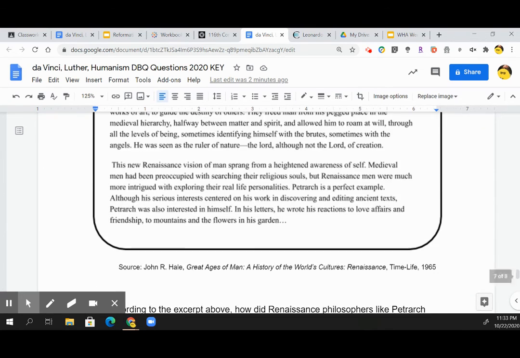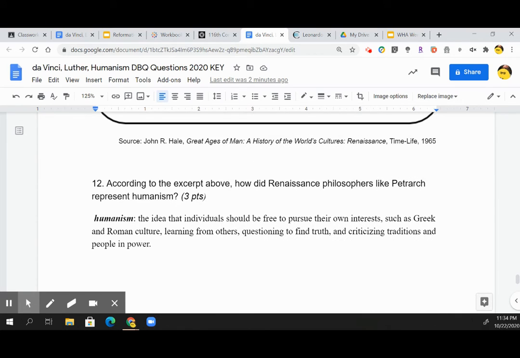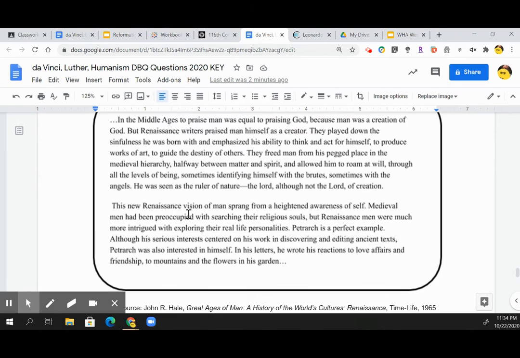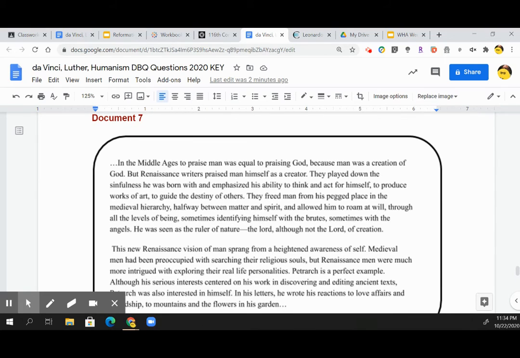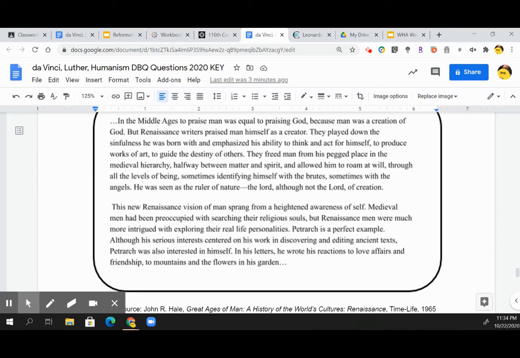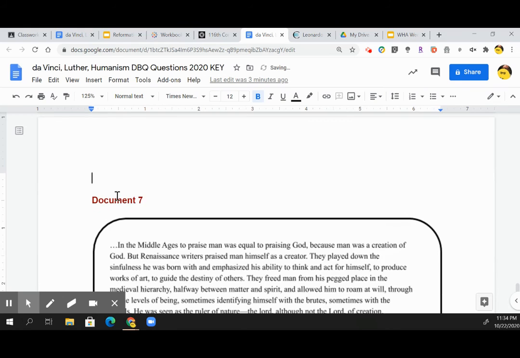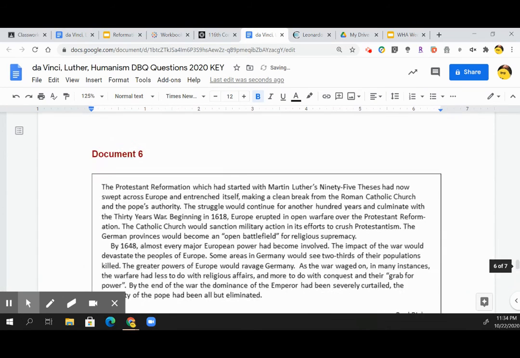So you're looking for evidence. Document 7 is talking about Petrarch and how his ideas represent humanism, that people are free to pursue their own interests of knowledge while criticizing traditions and people in power, but still being religious. So he's making a comparison to the Middle Ages, and then how the new Renaissance man emerges, and how Petrarch is the perfect example of that. That will give you some context clues as well.